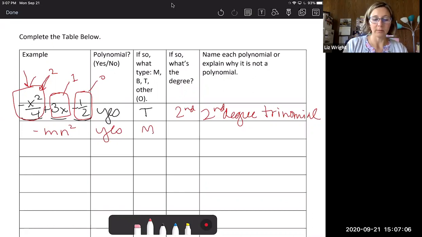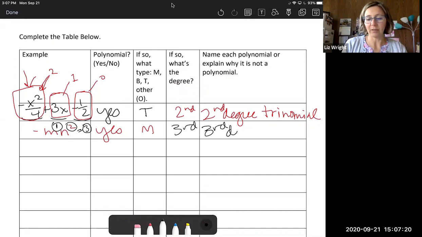What's the degree? So here, the implied exponent on the m is a 1. We've got a 1 and a 2, which means this is a third degree. So this is going to be a third degree polynomial, and specifically it's a third degree. What type is it? How many terms do we have? It's a monomial. So third degree monomial.